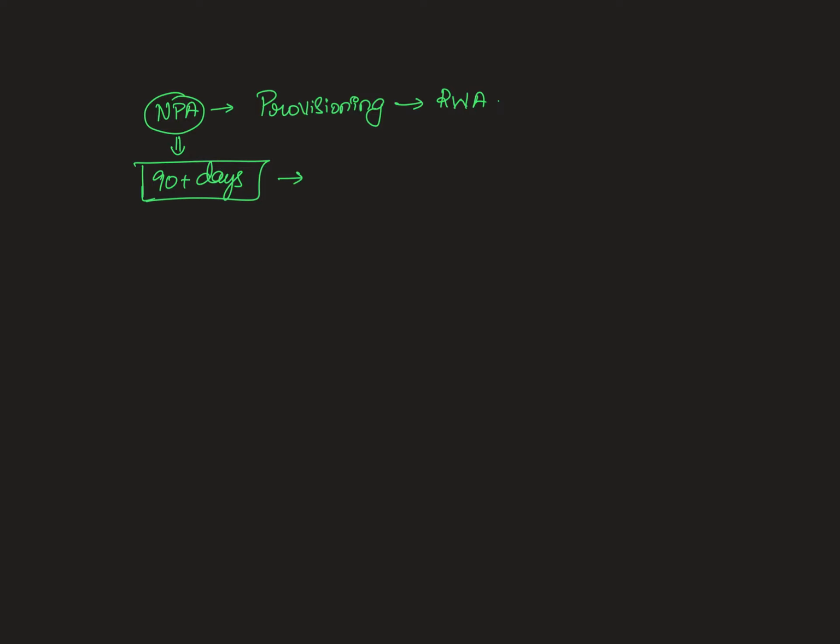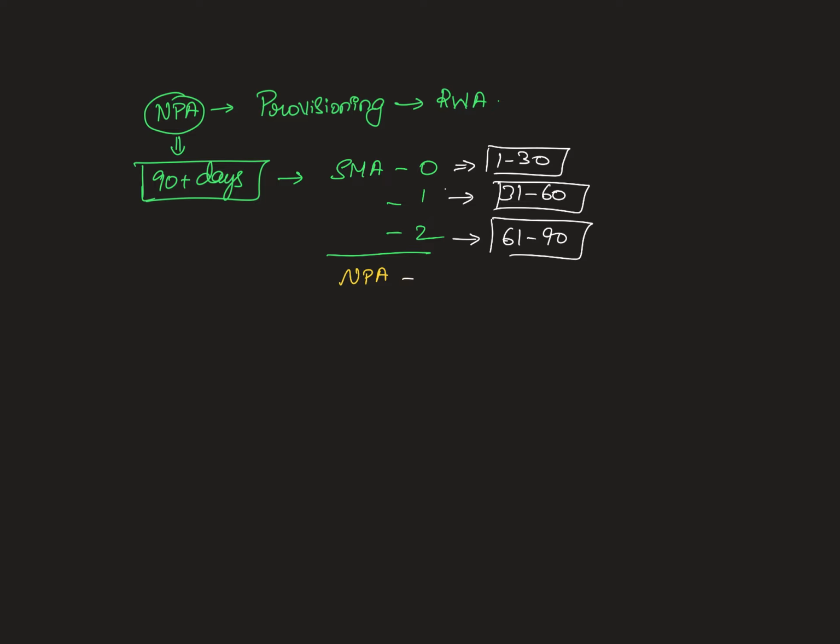Now, before this, you also have something called the special mention account. There are three categories: SMA 0, SMA 1, SMA 2, and NPA. Now, SMA 0 is a type of account where the overdue is between 1 to 30 days. It's an early warning stage. The borrower will display the first sign of stress. If the borrower does not pay the lent amount for 31 to 60 days, it is considered to be SMA 1, and SMA 2 or special mention account 2 is 61 to 90 days. Over and above that, it is considered to be a non-performing asset.